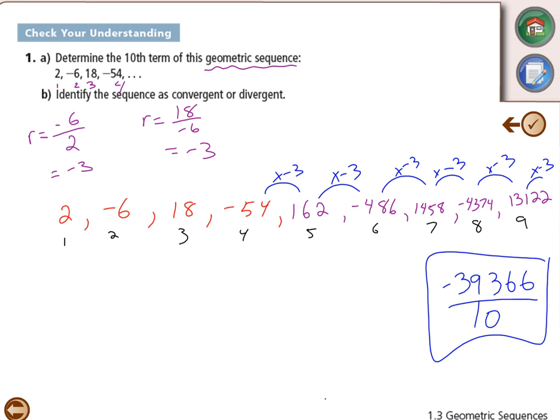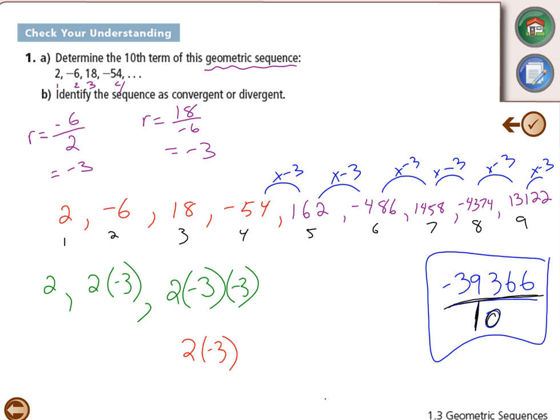But wait, could we have done it a little bit easier instead of finding all the ones before the 10th term? Yeah, of course we could have. Let's look for patterns. That's what math's about. Find a pattern. Well, the first one was 2. The second one, we went 2 times the ratio of negative 3. Then the next one, we went 2 times the negative 3 times another negative 3, another ratio. Or in other words, 2 times negative 3 squared. This one was 2 times negative 3, one of them.